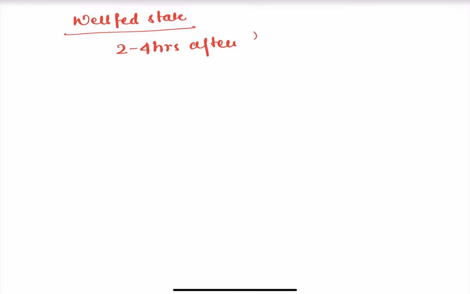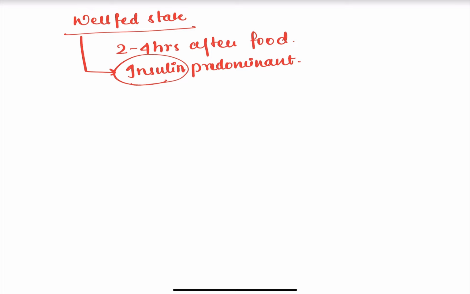So, what is well fed state? Well fed state is the state that is 2 to 4 hours after food intake. And what is the hormone of well fed state? The pancreatic hormone. So, well fed state is insulin predominant state. The hormone of well fed state is insulin. So, this you have to keep in mind.